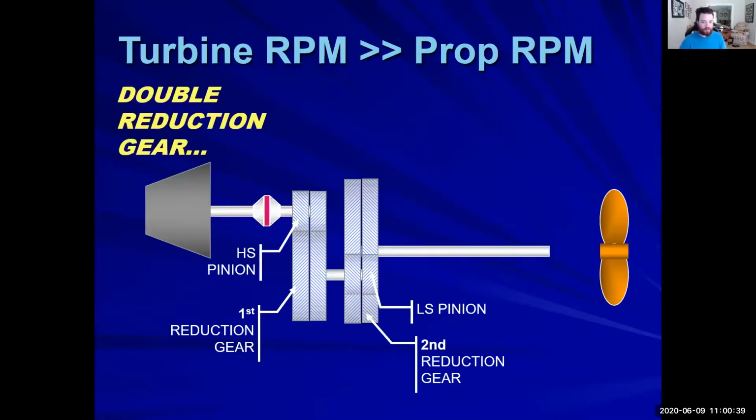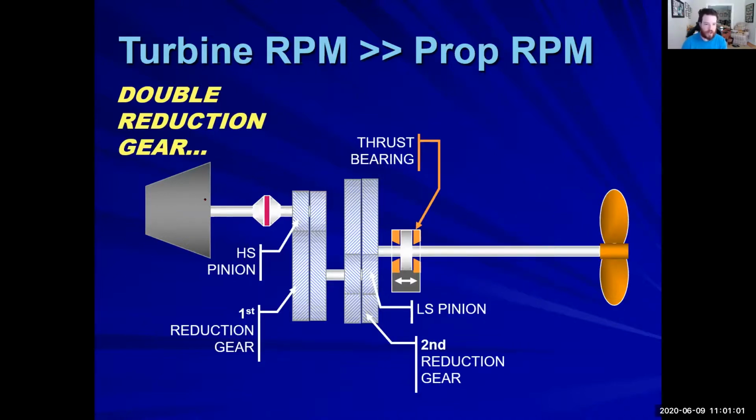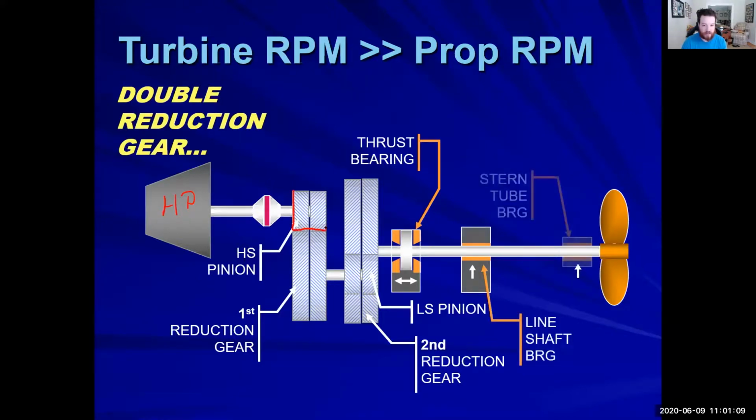So let's talk about the turbine RPM does not equal our prop RPM. It's much, much faster. So we have basically a double reduction gear setup. So we say this is our HP turbine. Coming out of that HP turbine, we go into a pinion right here.